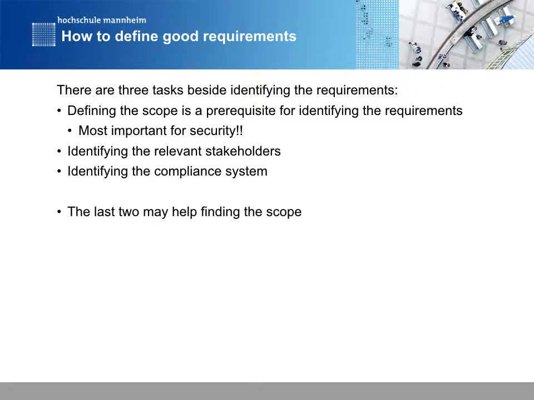How to define good requirements? There are 3 tasks beside identifying the requirements. Defining the scope, identifying the relevant stakeholders, identifying the compliance system. Scope is where the software is used, so where it's not going to be used specifically.